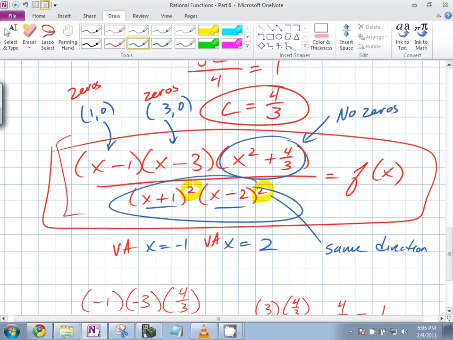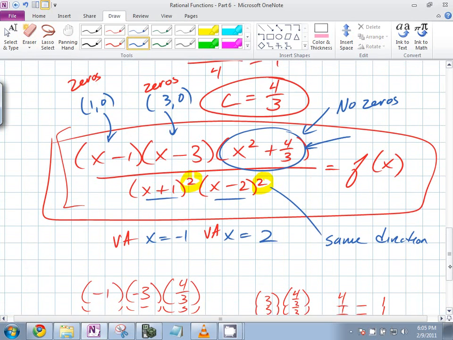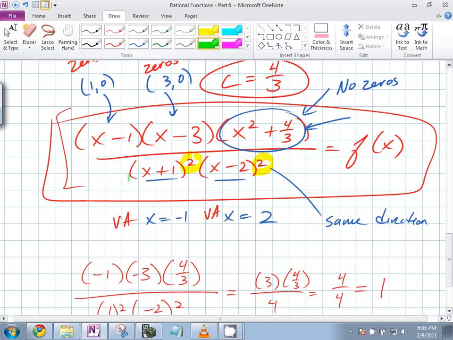So the key things to remember here: denominator, vertical asymptotes. Numerator, zeros. The hardest part by far is finding this term, and we'll definitely talk about that tomorrow. I want you to be able to build as much of the function as you can, so please focus on this part of the denominator and this part of the numerator. And it's really okay at this point if you don't quite understand why or how we ended up with x squared plus 4/3.